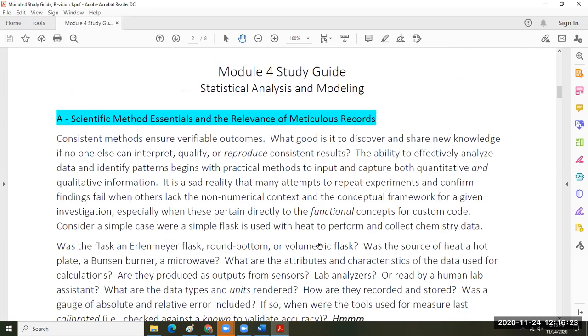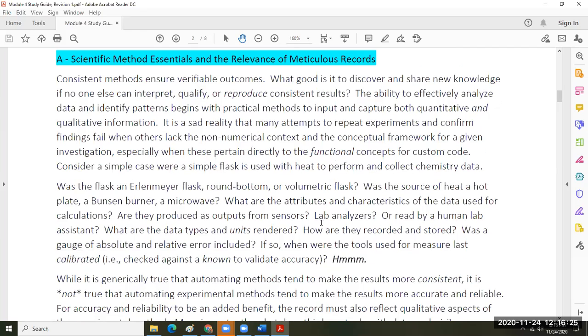So this is common sense, but it is part of scientific computing applications and doing them effectively and doing them well. In section A, I talk about the difference between an Erlenmeyer flask and a round bottom flask. Last week I asked if anybody had been in chemistry. Let's say you had an Erlenmeyer flask. Does anybody know the difference between the shape of the bottom of that flask compared to a round bottom?